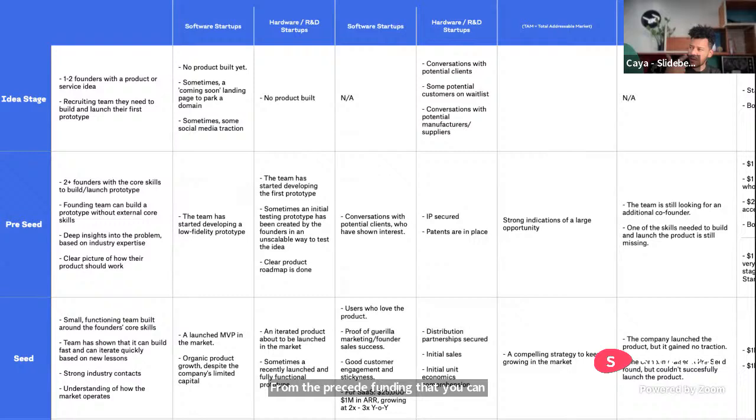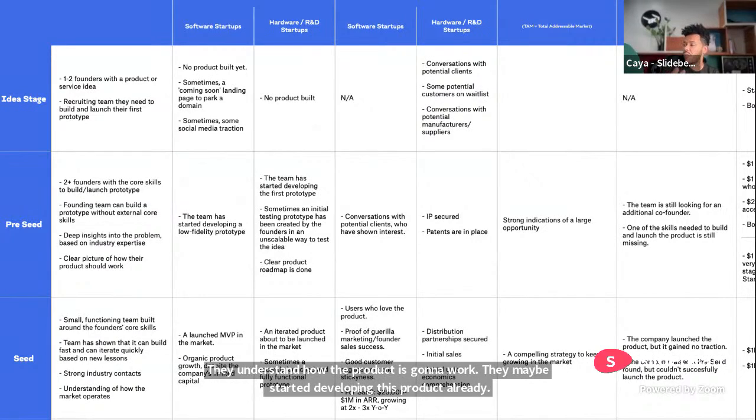They have a vision. They understand how the product is going to work. They maybe started developing this product already. They've talked to some customers. They understand the need. They've confirmed. They've done all this homework, right? And they're raising money mostly to go on and build this product, right?